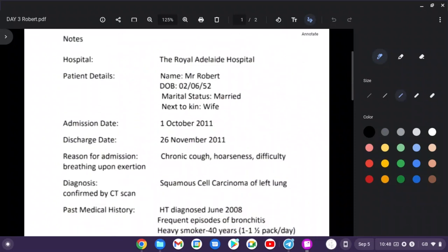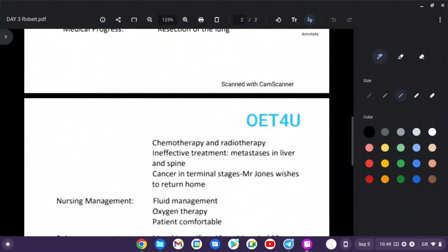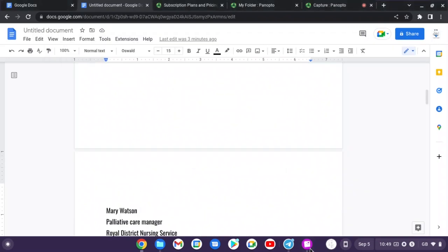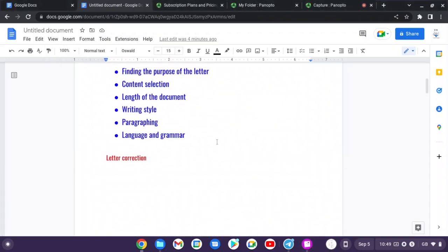Here in this case note, we are reading the writing task. Using the information given in the case note, write a letter to Mary Watson, Palliative Care Manager, Royal District Nursing Service, RDNS, about the patient. So you can find the purpose of the letter. That's the first bullet point that we are discussing in this video, finding the purpose of the letter.